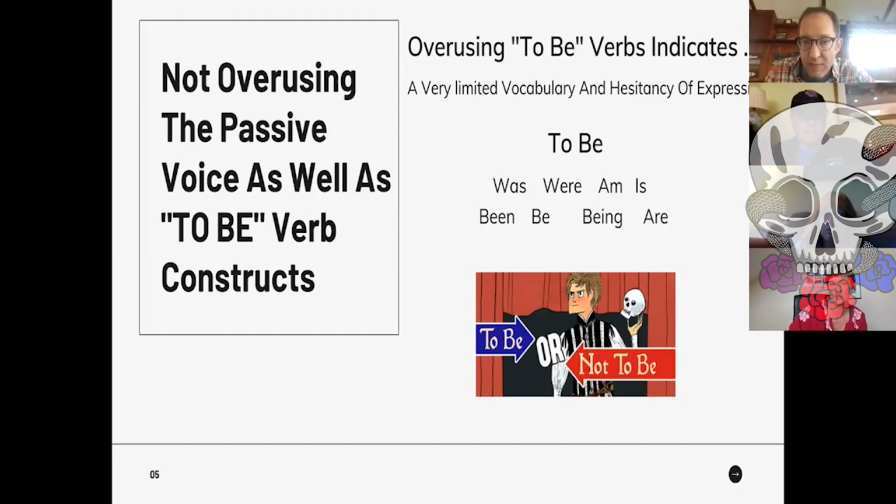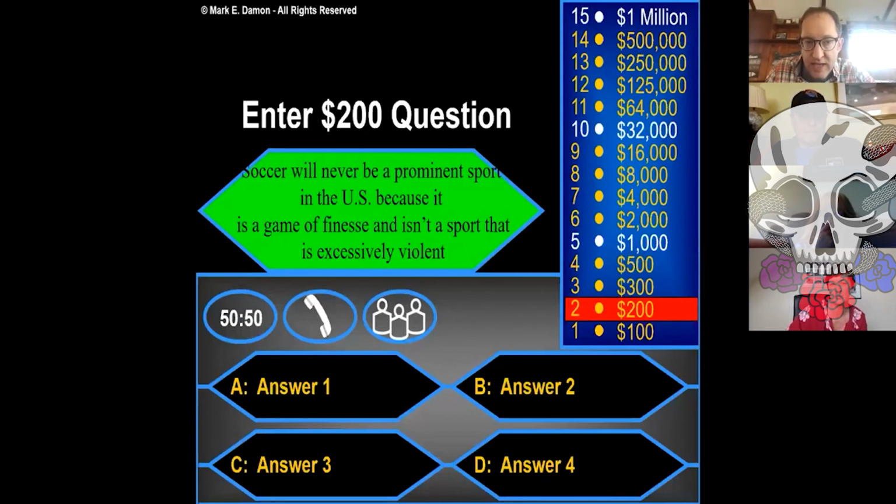So was, were, am, is, been, be, being, are. So we do a lot of exercises with them like this. And I do a lot of games. So look at this sentence here. Soccer will never be a prominent sport in the US because it is a game of finesse and isn't a sport that is excessively violent. So you have be, is, isn't, and is. You got 4 in there.